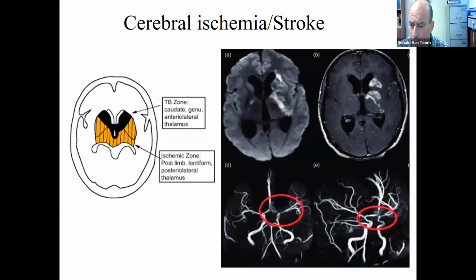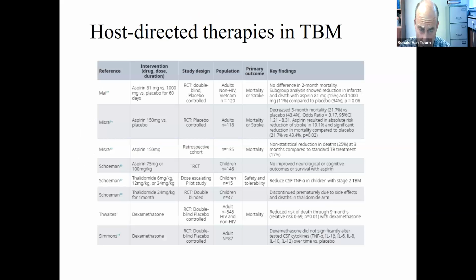Probably the biggest challenge that we face in TB meningitis is trying to prevent or diminish the vascular ischemia, the infarcts, the strokes. And this is where host-directed therapies come into it. These are the ones where we've done randomized controlled trials. We've looked at whether prednisone works. There have been quite a few studies now using prednisone or dexamethasone, and that's become standard of care, both in HIV-infected and in uninfected patients. The problem with corticosteroids is that they reduce mortality, but not morbidity.